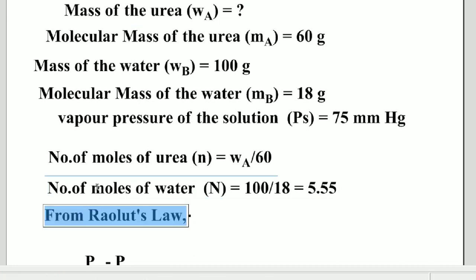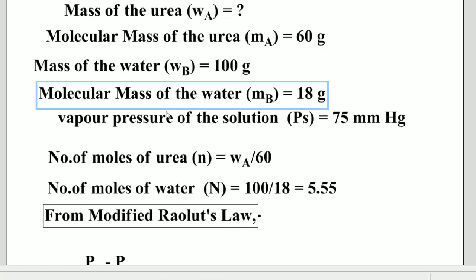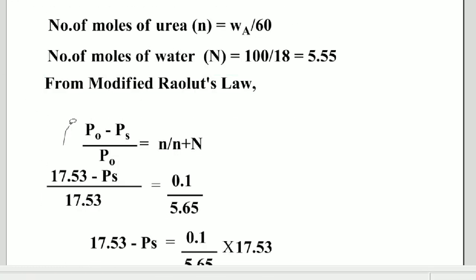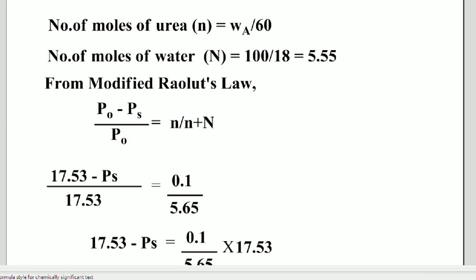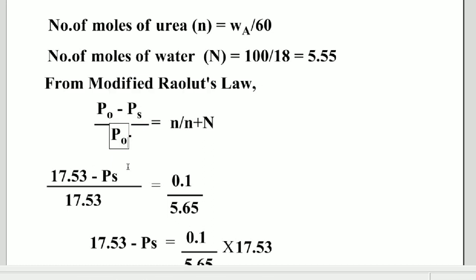Students, in the previous video module we saw the modified Raoult's law. Therefore, from modified Raoult's law we can write: P naught minus Ps by Ps is equal to small n by capital N. Now given P naught is equal to 100 mm of Hg and Ps is 75 mm Hg.